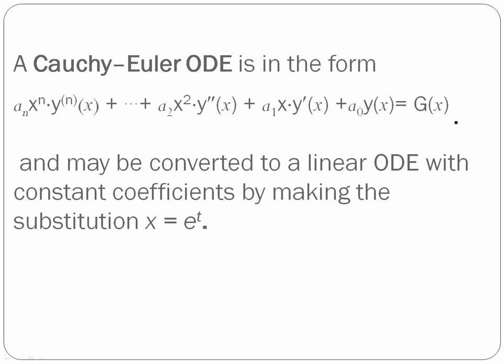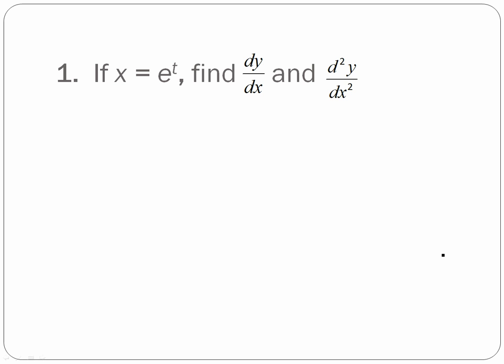There are two ways that you could solve Cauchy-Euler ODEs. One way is by converting it to a linear ODE with constant coefficients by making the substitution x equals e to the t. Now, when you make that substitution, finding the derivative is probably the hardest part, not substituting in.